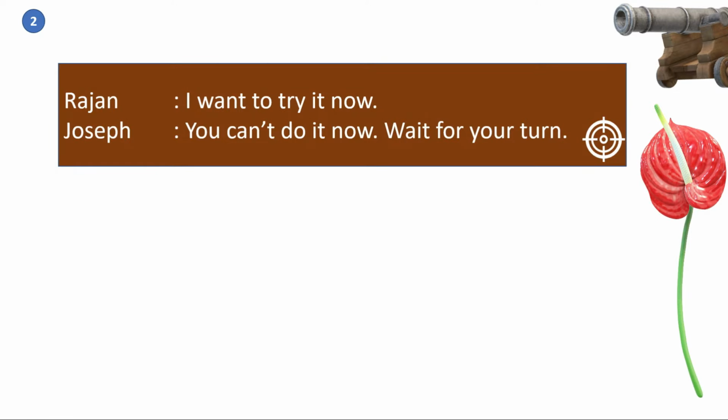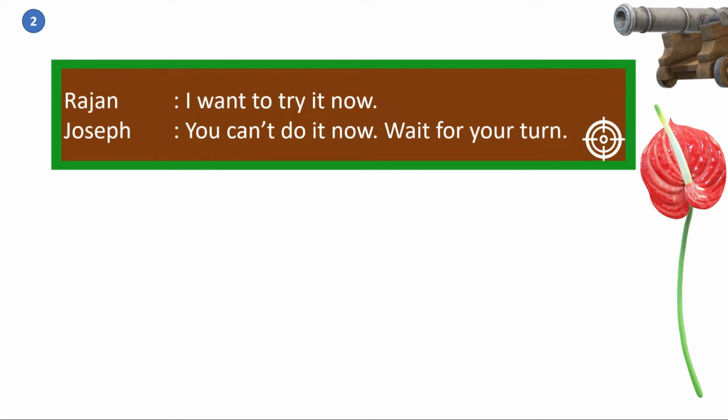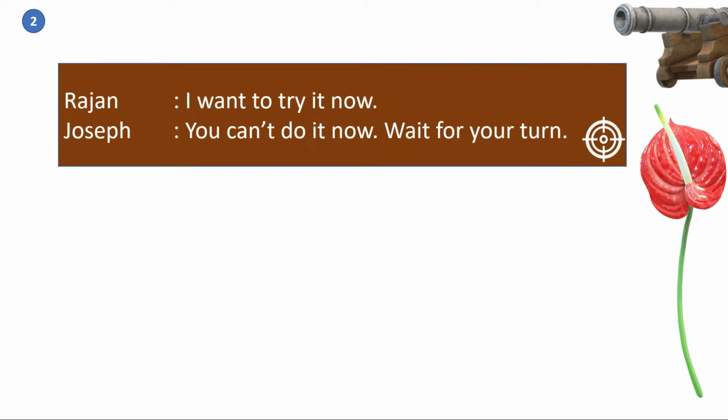Another dialogue between Rajan and Joseph. Rajan says, "I want to try it now." Joseph, "You can't do it now. Wait for your turn."